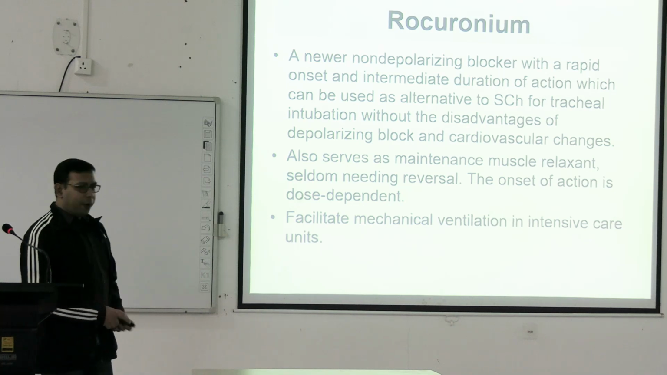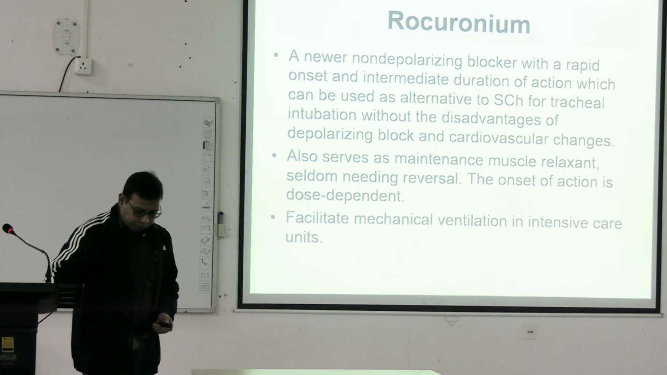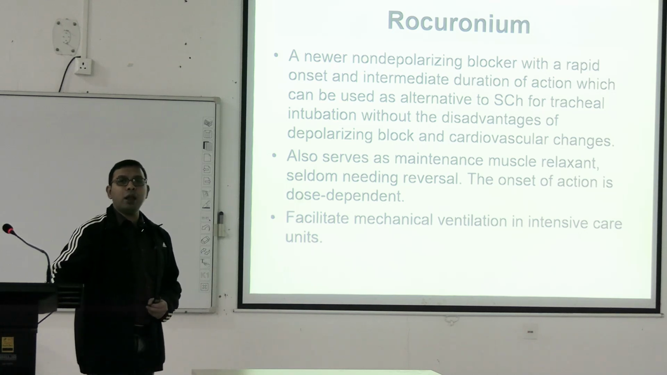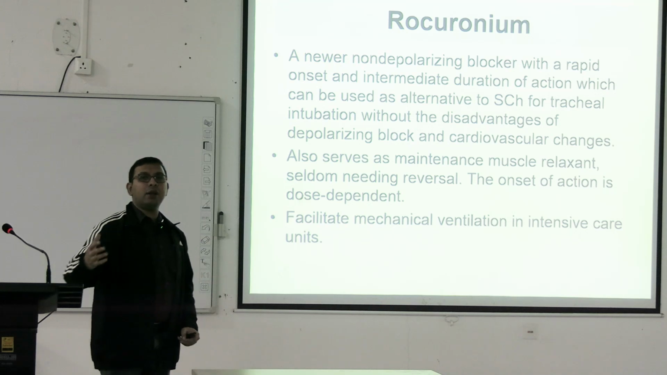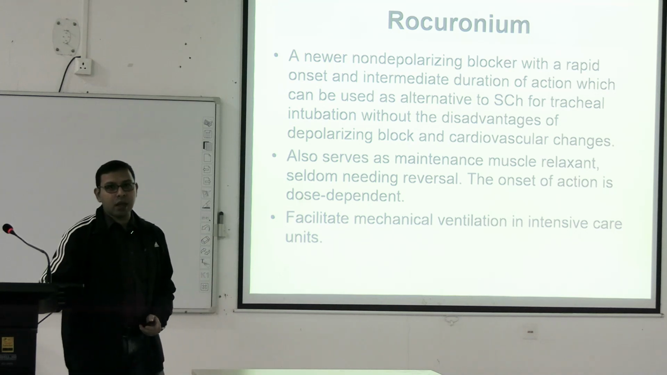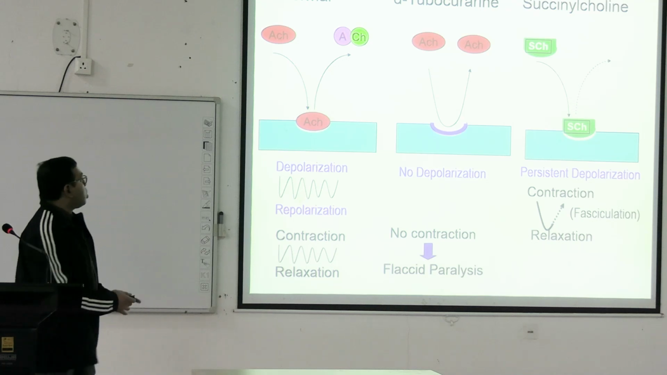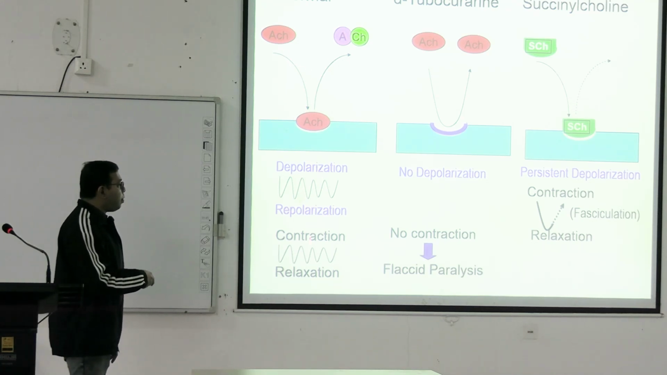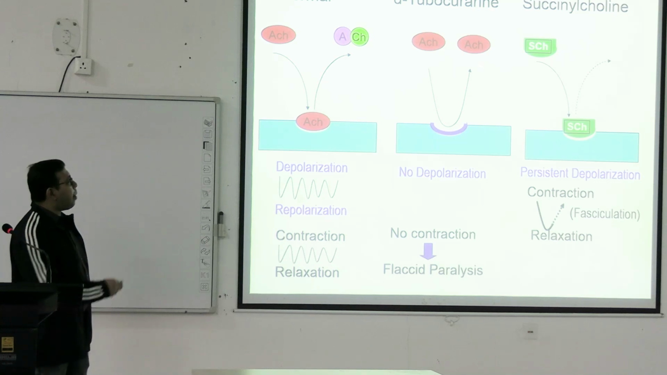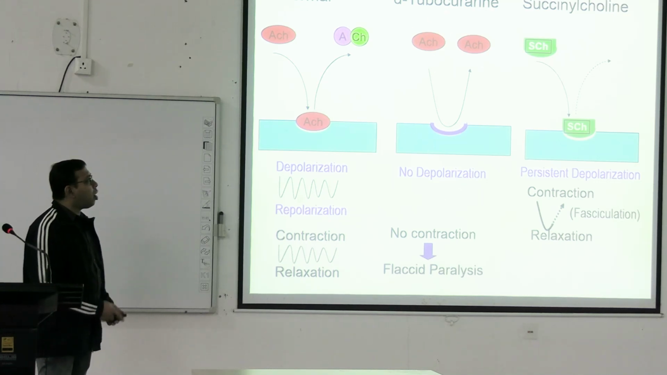Onset of action is dose dependent. It also facilitates mechanical ventilation in intensive care units. So usually in ICU patients, when the patient is scheduled for mechanical ventilation, again we have to relax the muscles, and in those cases rocuronium can be used. So this is the normal, usually acetylcholine acts and depolarization, contraction, relaxation happens. Already we have discussed d-tubocurarine and the competitive blockers.